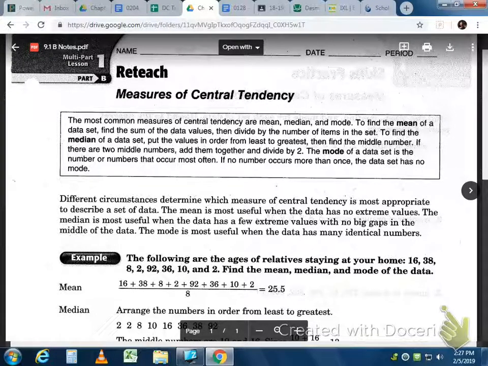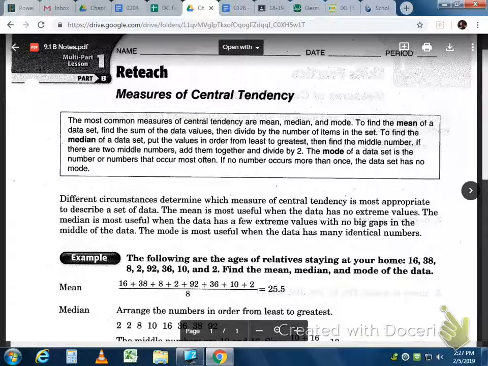Lesson 9.1b, Measures of Central Tendency. We're beginning a chapter that is dealing with all different kinds of data and statistics. The measures of central tendency you have already looked at, at least last year. They are known as mean, median, and mode.